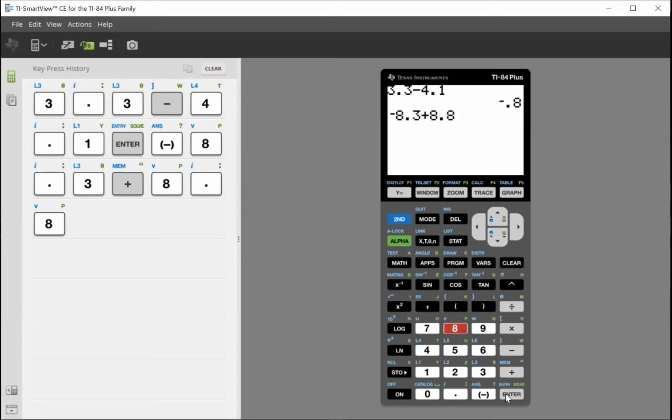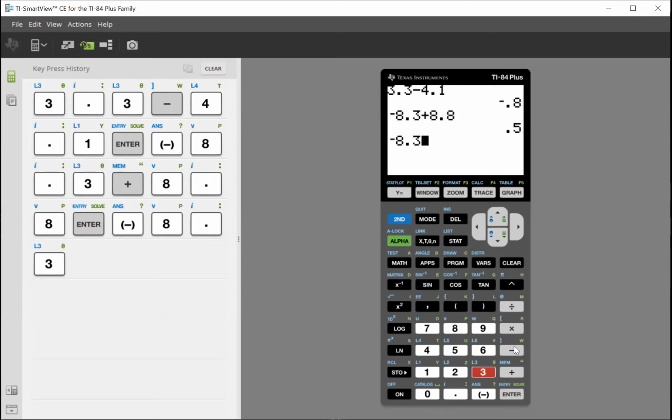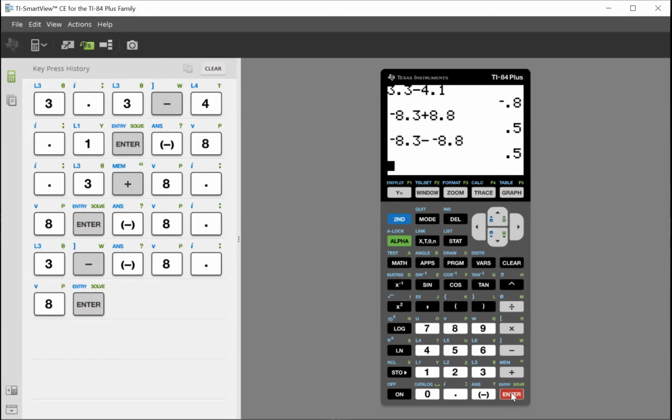So y'all let me see. So notice, watch this. If you didn't change it and you did negative 8.3 minus a negative 8.8, watch, the calculator knows to make that a plus, and we still get our 0.5. So on the bottom, we get a 0.5. All righty, so let me get back to my screen.